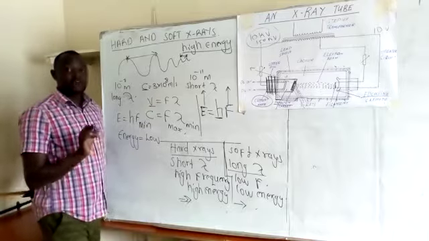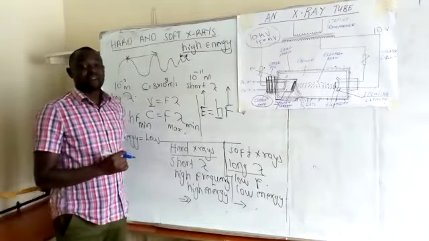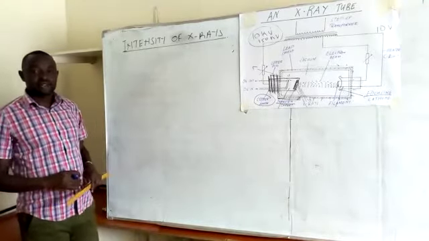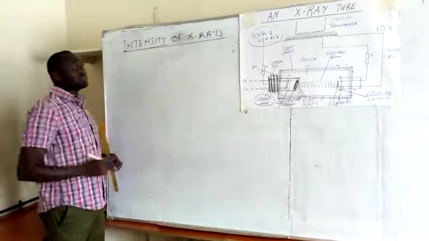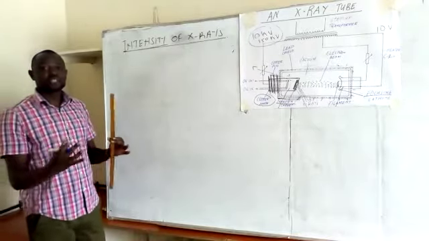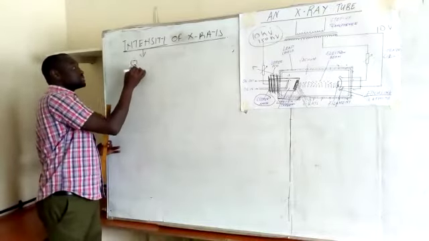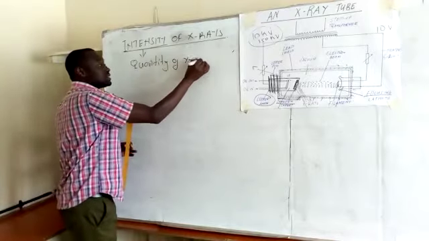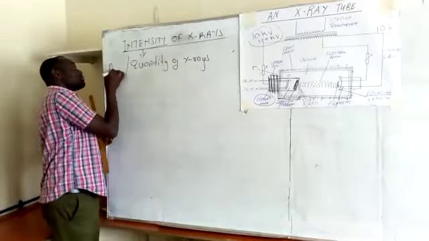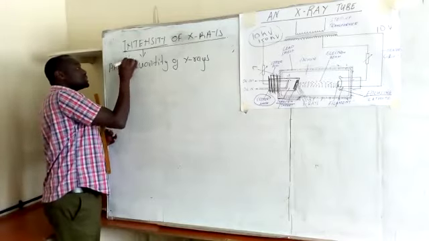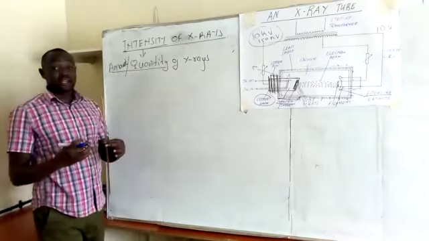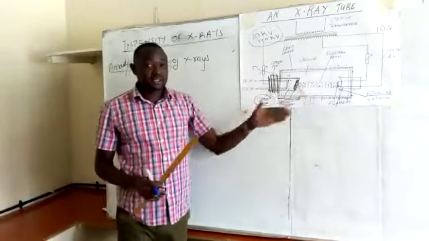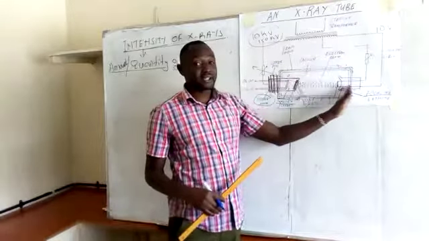In the next part, we want to look at the intensity of X-rays. So let's now look at the intensity of X-rays. And when we talk of intensity, we are talking of quantity. The quantity of X-rays, and this quantity is simply amount. So how do we vary the quantity of X-rays? The quantity of X-rays is varied using the heating current.